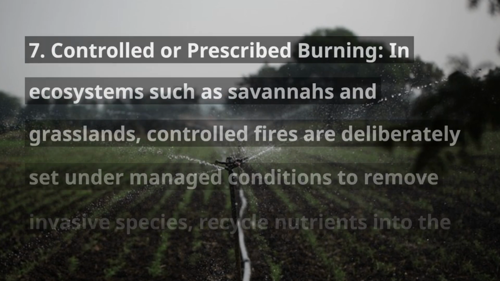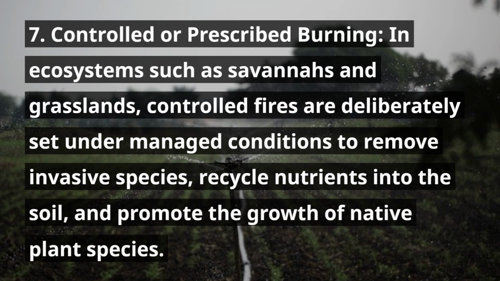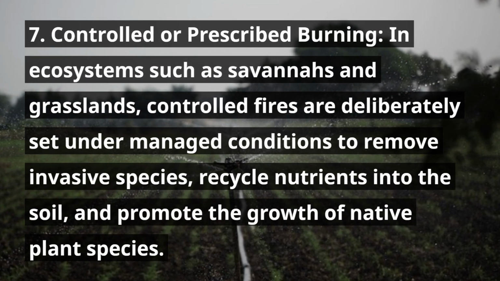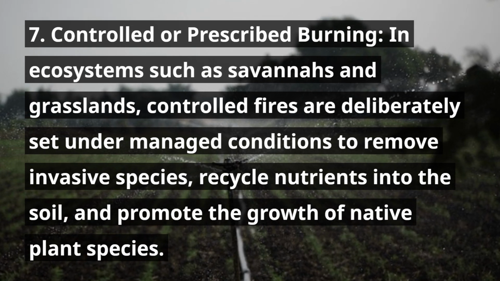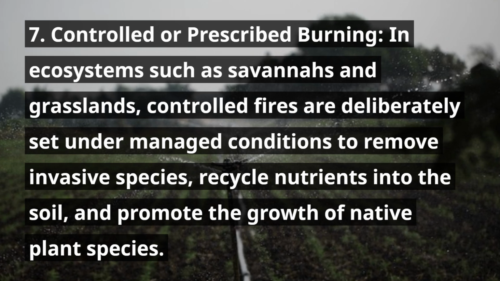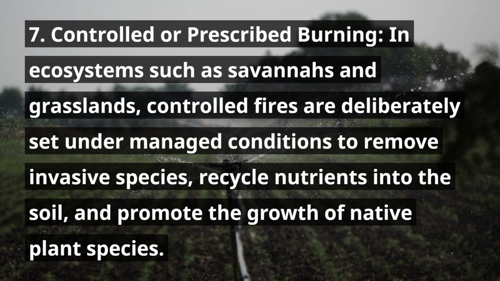7. Controlled or prescribed burning. In ecosystems such as savannas and grasslands, controlled fires are deliberately set under managed conditions to remove invasive species, recycle nutrients into the soil, and promote the growth of native plant species.